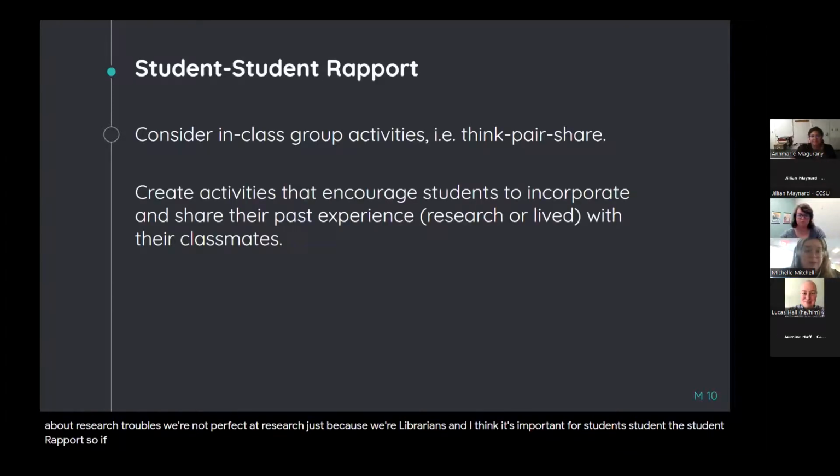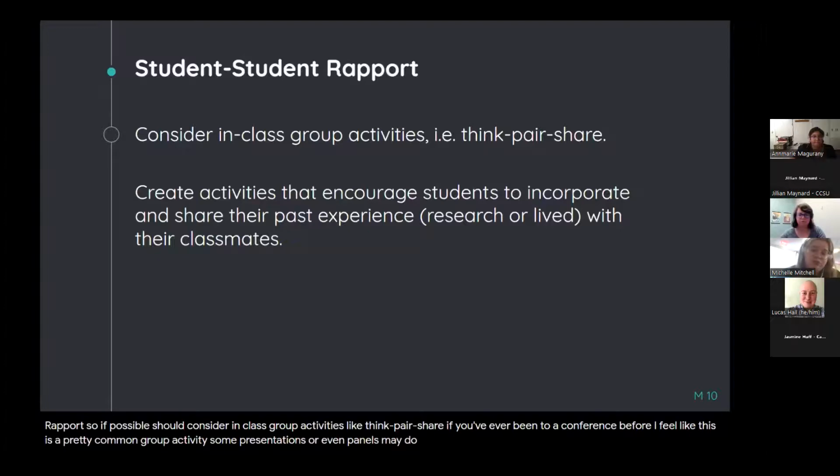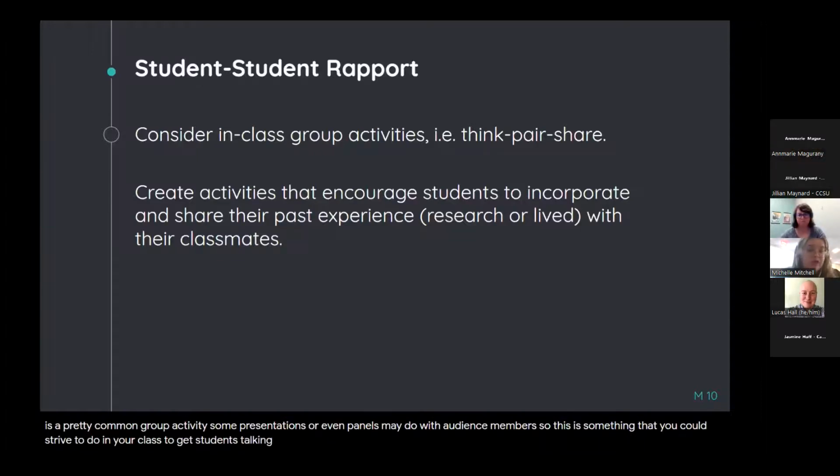Student to student rapport. So if possible, you should consider in-class group activities like Think, Pair, Share. If you've ever been to a conference before, I feel like this is a pretty common group activity. Some presentations or even panels may do with audience members. So this is something that you could strive to do in your class to get students talking with one another. And also create activities that encourage students to incorporate and share their past experience, research experiences or lived experiences with their classmates, and even you as the instructor, as long as they're comfortable.